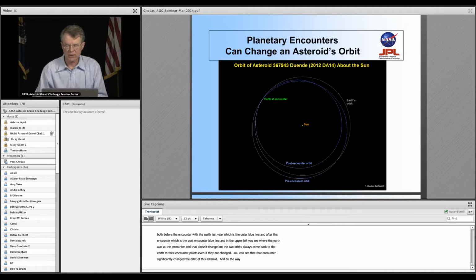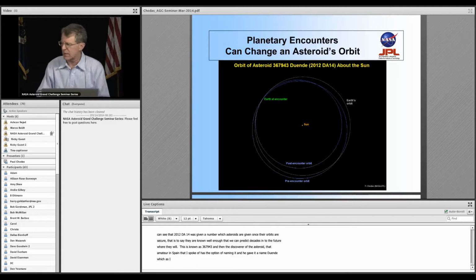And by the way, while I'm on this slide, you can see that 2012 DA14 was given a number, which asteroids are given once their orbits are secure. That is to say, they are known well enough that we can predict decades into the future where they will be. This asteroid is now known as 367943. And then the discoverer of the asteroid, that amateur in Spain I spoke of, has the option of naming it, and he gave it the name Duende, which as I recall, is mythical creatures in Spanish lore.